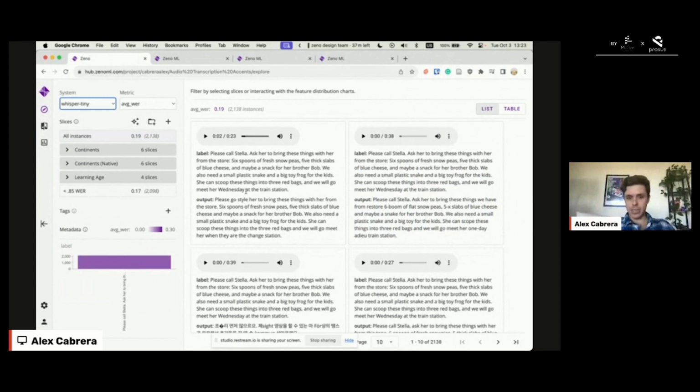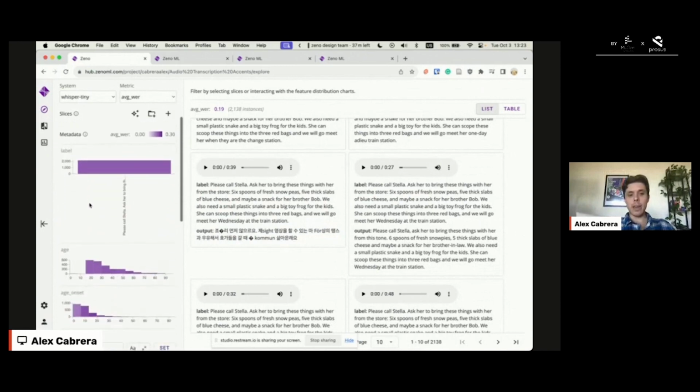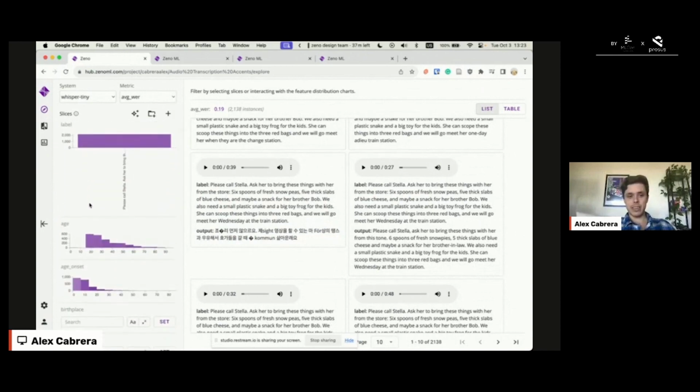So we can start looking. It looks like some of these transcriptions are pretty good for the tiny model. Some are very odd, like transcribing in the wrong text, the wrong language. But what's more interesting is on the left-hand side here, we have all the metadata associated with our data set.